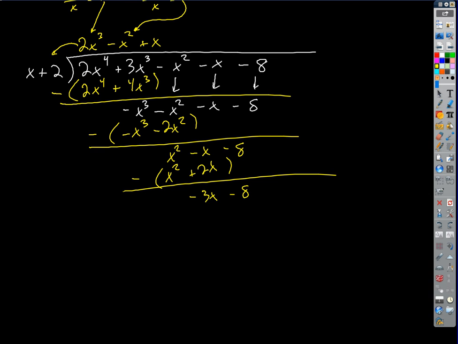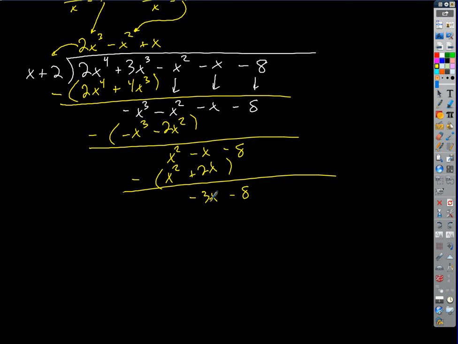Negative 3x divided by x is negative 3. So I distribute: negative 3 times x is negative 3x, negative 3 times 2 is negative 6, and I subtract, and what do I get? Cancel. Negative 8 minus negative 6 is negative 2, and that's it, isn't it? Right, that's my last, that's the remainder.